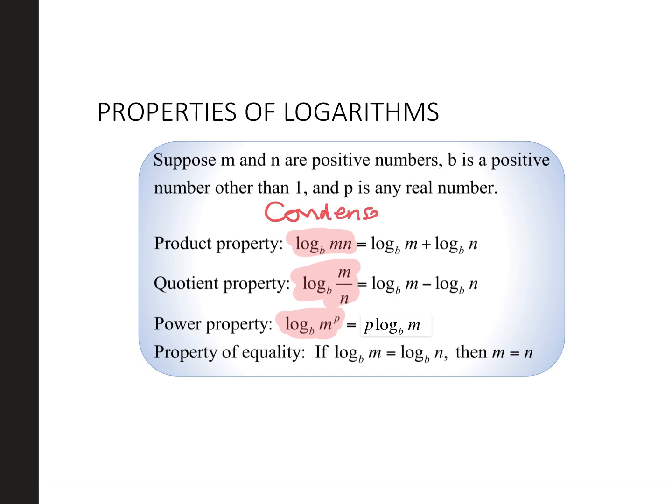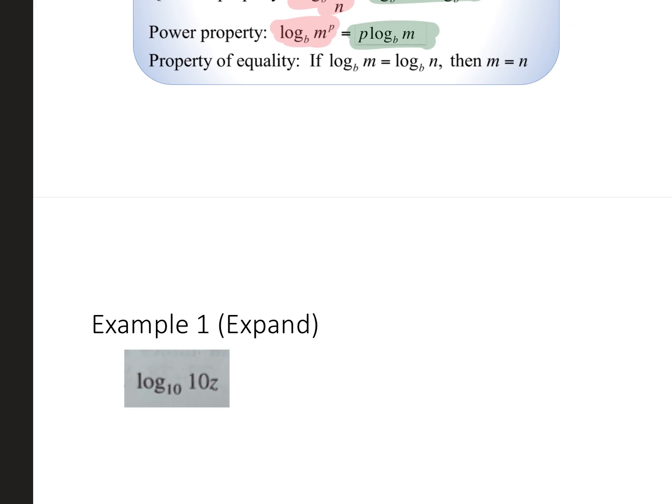Condense. Versus these others over here in green, which are considered to be expanded. Everything over here in green on the right is considered to be expanded. You'll be given one version and asked to put it in the other form. Again, you can write this down. Maybe you have it from yesterday. You can always rewind the video to look at it. But let's see how this goes.